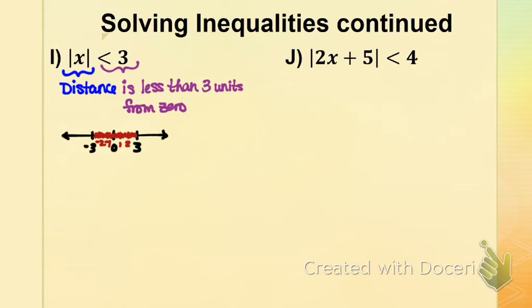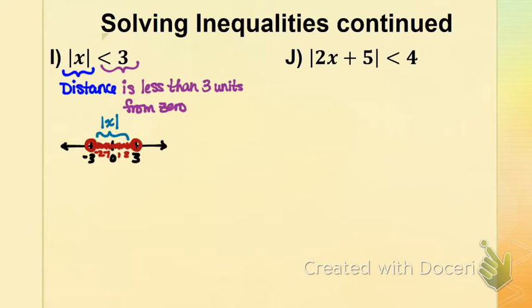Would I get open circles or closed circles on the 3s? Open, why? Can't be on it. It's not inclusive. It says my distance is less than that, not exactly that. So in this space that's shaded, that's where my absolute value lives. Absolute value of x fits right in this space.